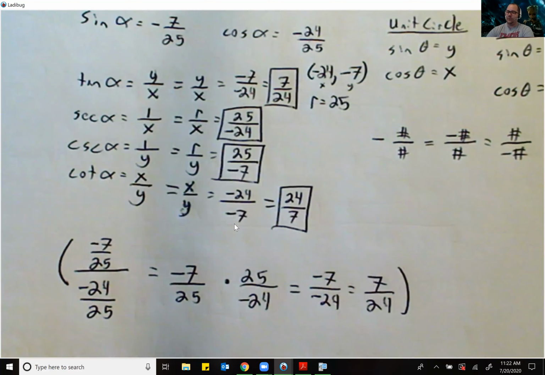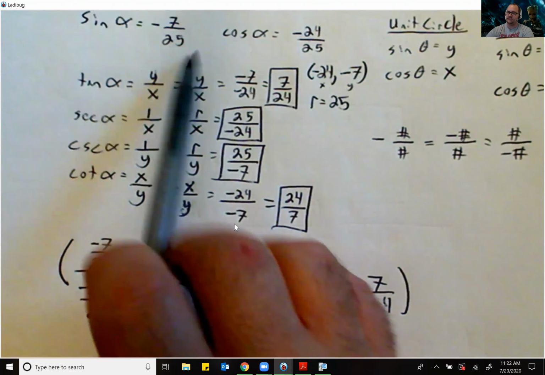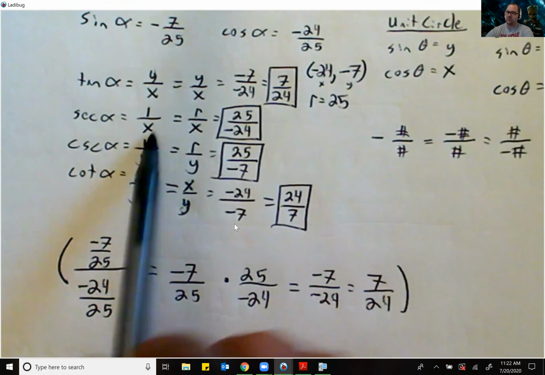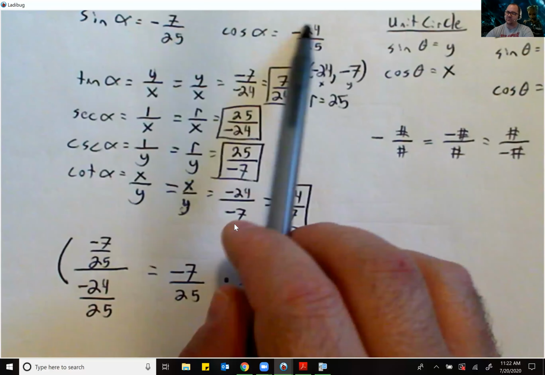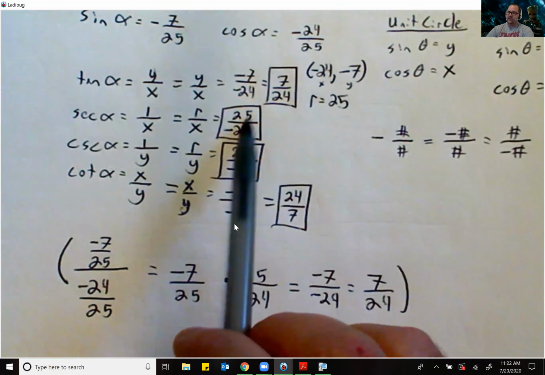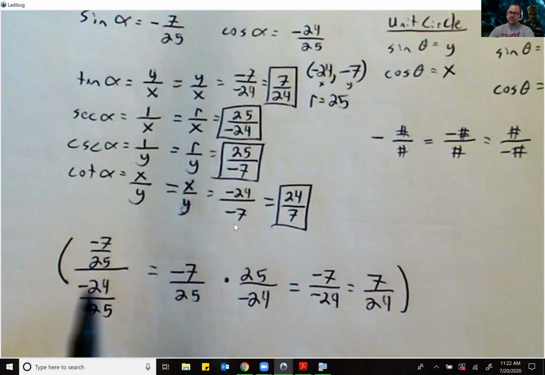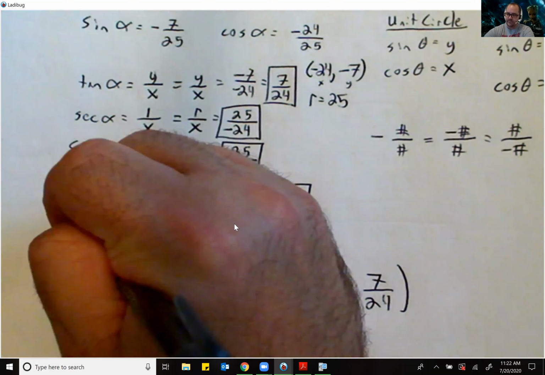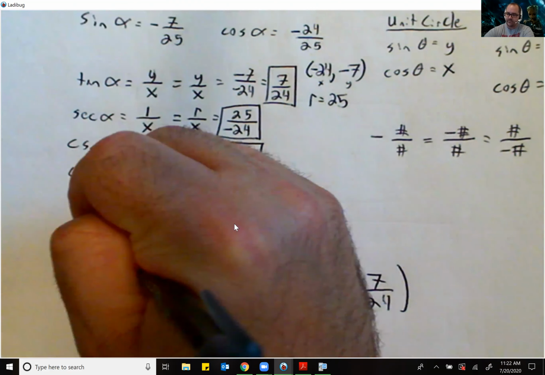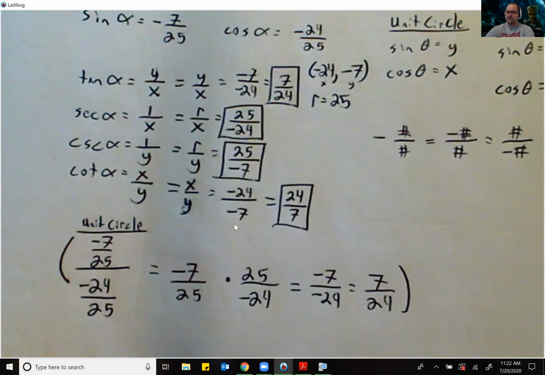And then all you would have done for secant and cosecant is just flip these. So the reciprocal of negative 24 over 25 is 25 over negative 24. See? And then the cotangent would have worked the same way as the tangent, just a note there. So if you actually did the unit circle version. Okay. All right, number 3. Let's talk about it.